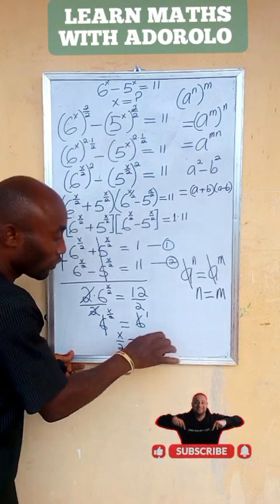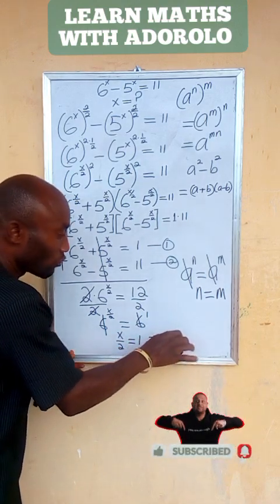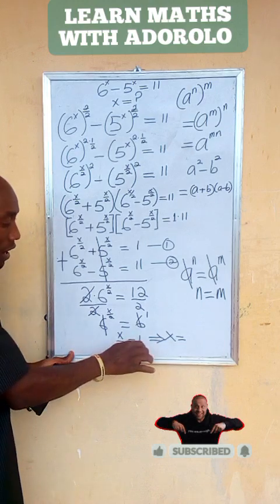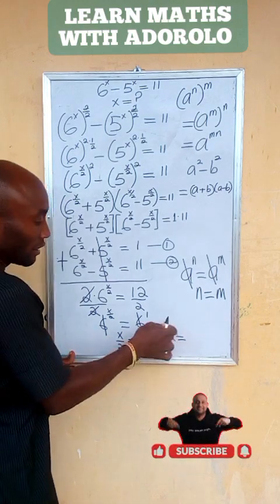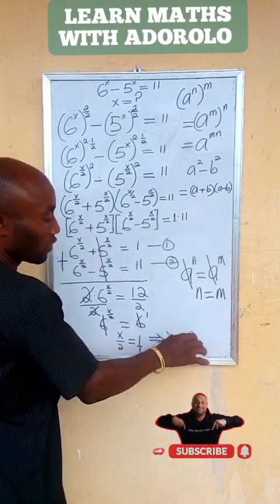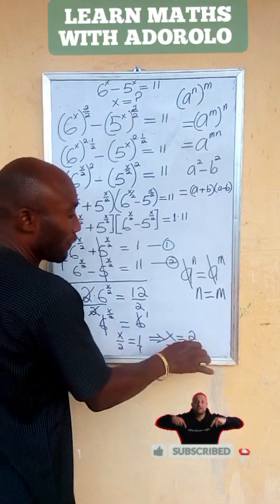The next thing we'll solve for the value of x, which will multiply by the LCM. This is over 1. x times 1 is x. 2 times 1 will give us 2. This is our final answer.